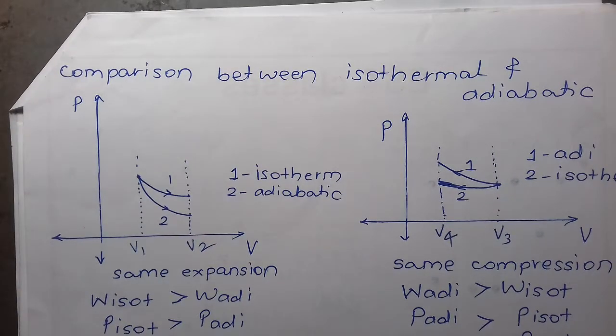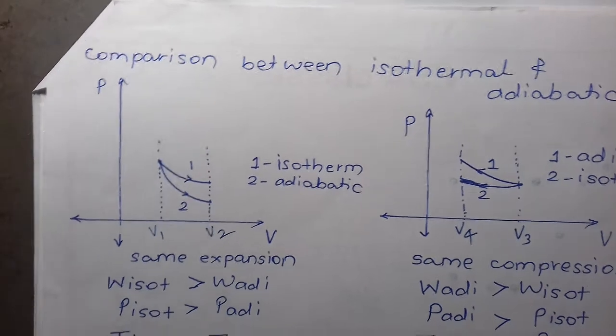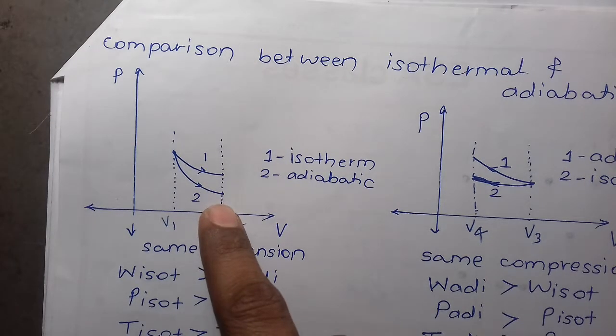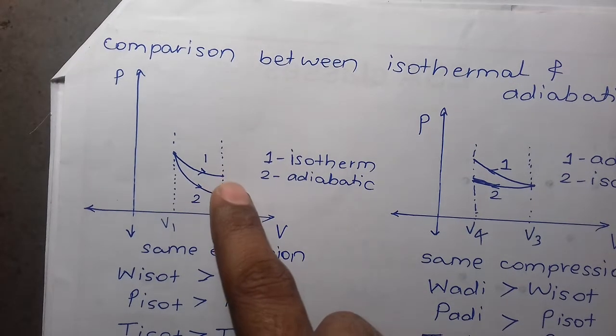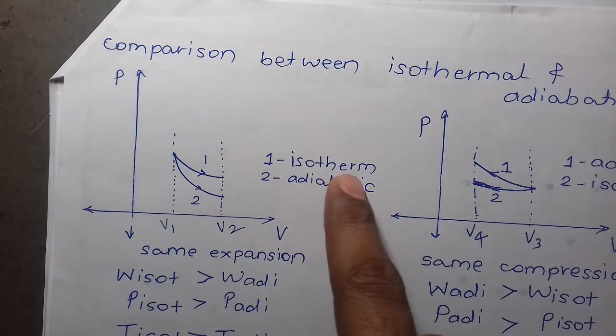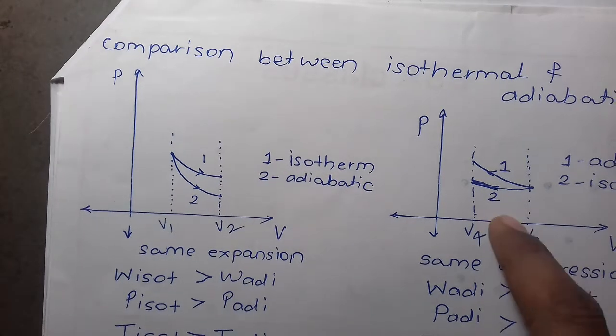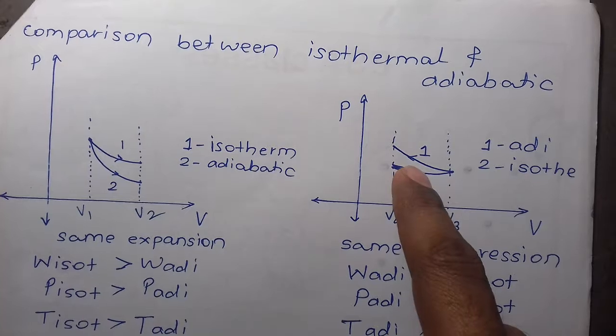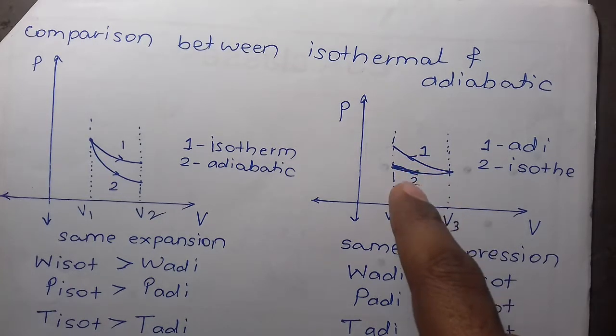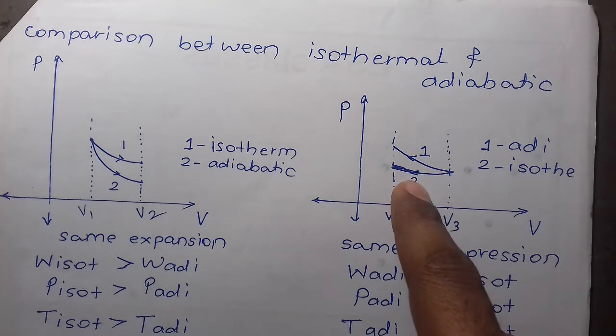Always remember this: the slope of the adiabatic curve is more than the slope of the isothermal curve. I am repeating, slope of adiabatic curve is more than slope of isothermal curve. Therefore, number 2 has more slope, so it is adiabatic. Number 1 has less slope, so it is isothermal. In this case, number 1 has more slope, therefore it is adiabatic. Number 2 has less slope, therefore it is isothermal.